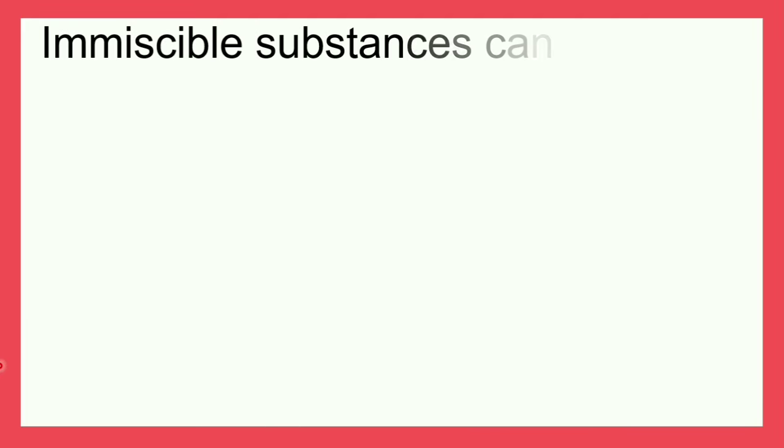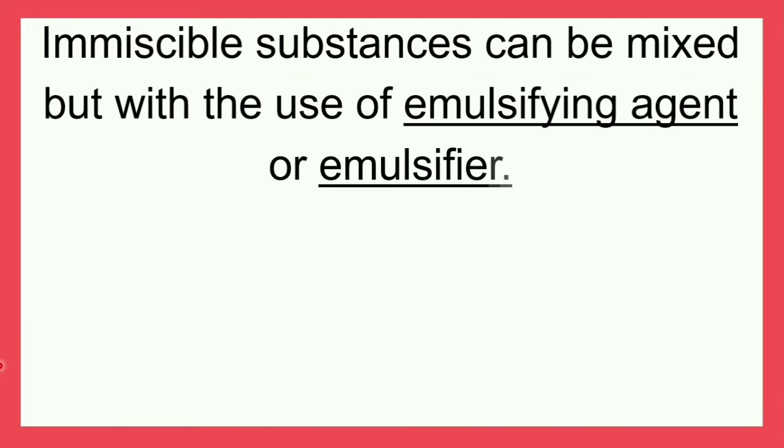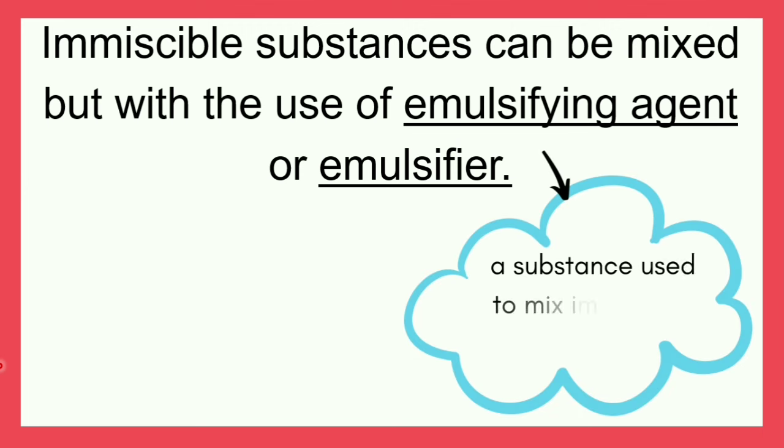Immiscible substances can be mixed, but with the use of an emulsifying agent or emulsifier. What is an emulsifying agent or emulsifier? It is a substance used to mix immiscible substances. Basically, we just put another substance to mix the immiscible substances, and that substance that we put is known as an emulsifying agent or an emulsifier.